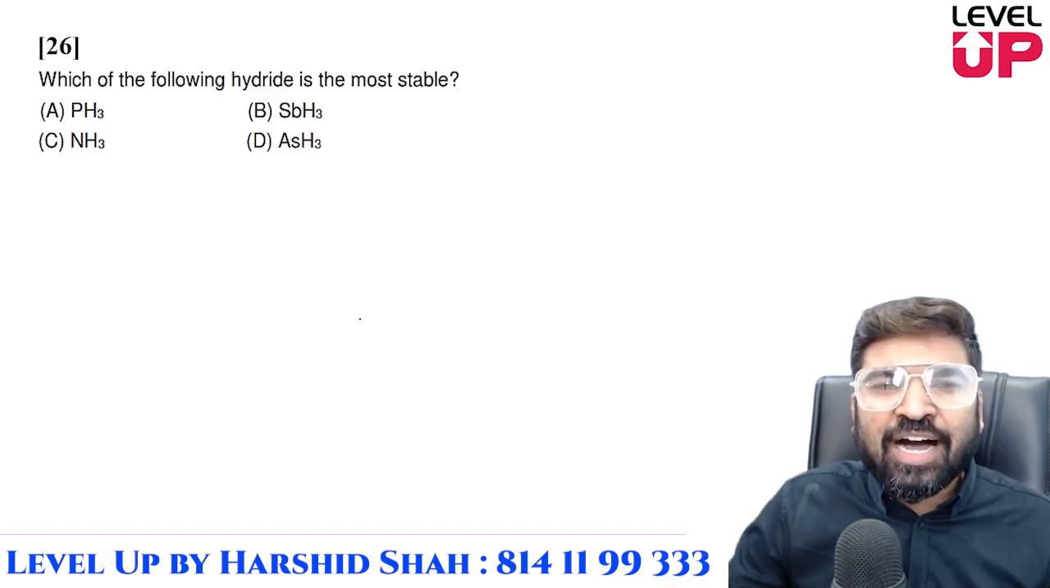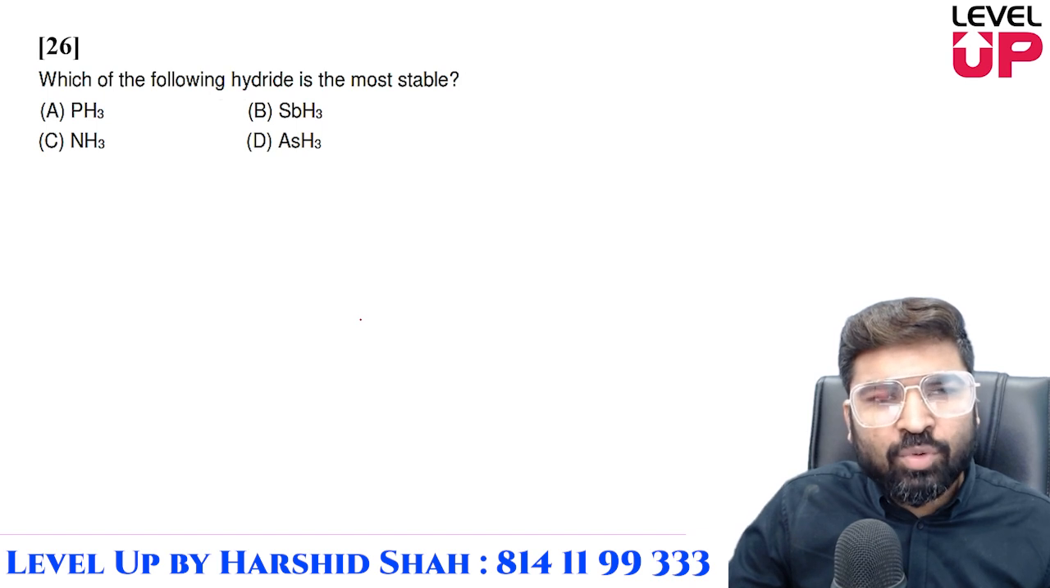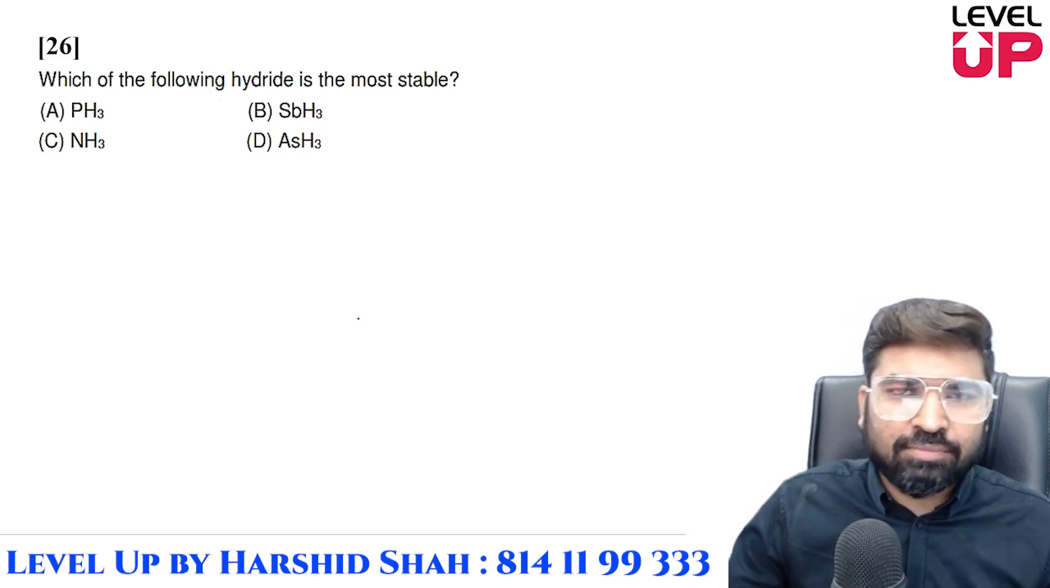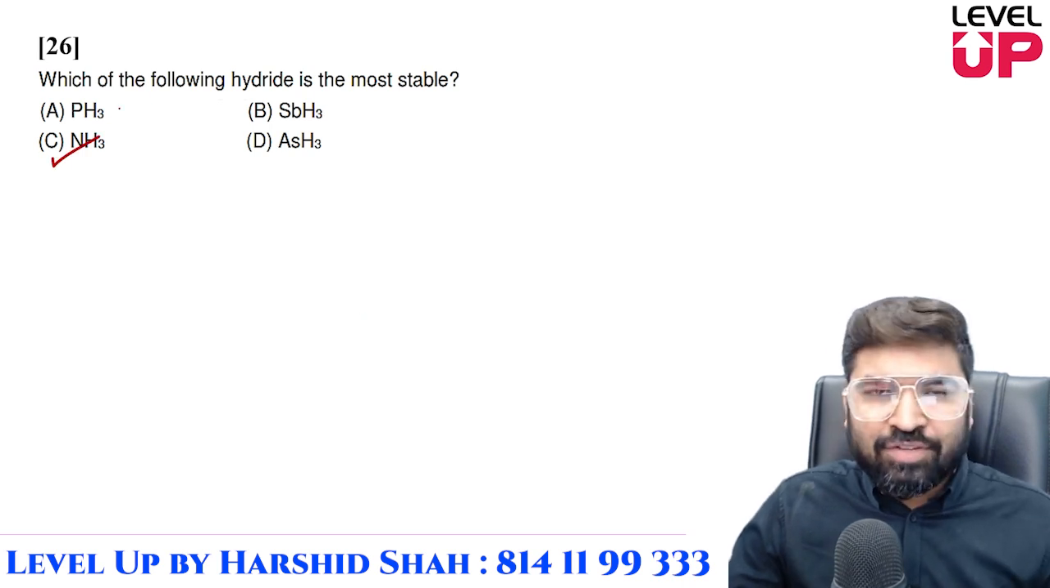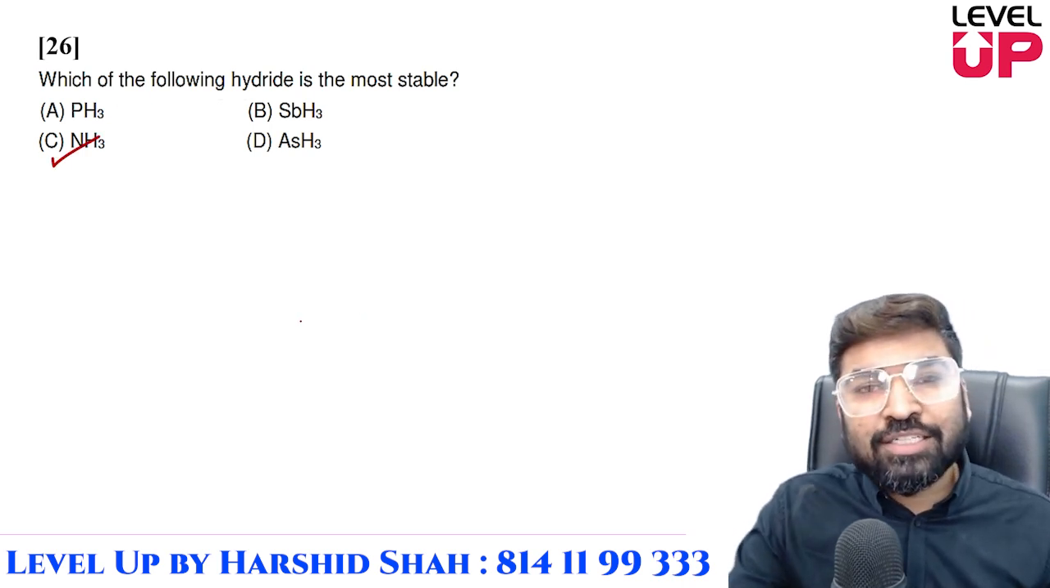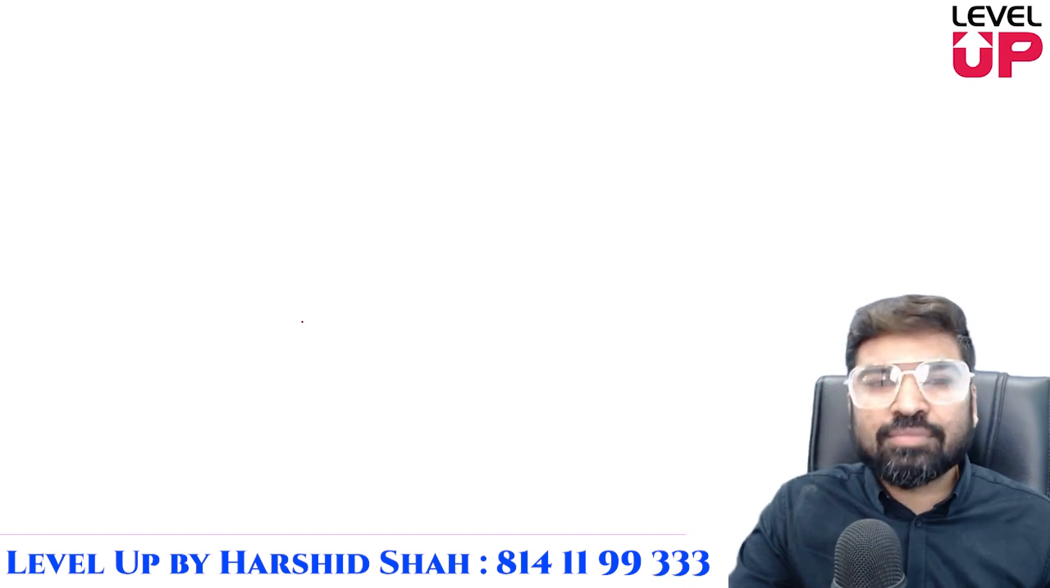Which of the following hydrides is the most stable one? Ammonia, phosphine, arsine, stibine, bismuthine. Definitely it is the NH3, which is the most stable one. All others tend to lose hydrogen easily.